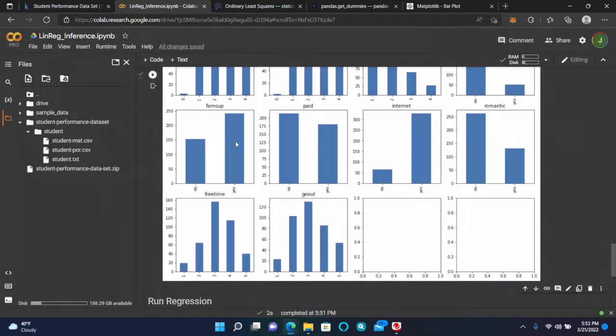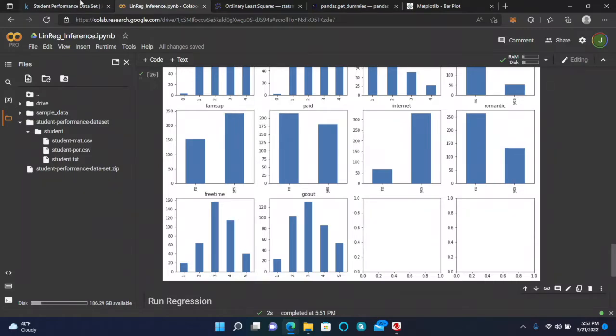Now, family support, most of them had that. Extra paid support, it's pretty close to 50-50, which I'm surprised by. Almost everybody, or at least most of them, had internet at home. About 2/3 or so are in romantic relationships.